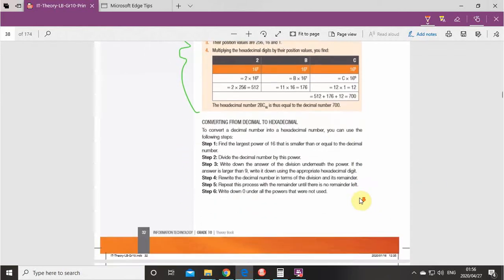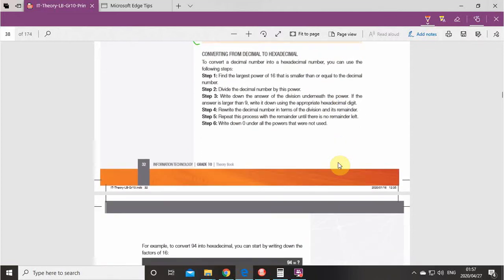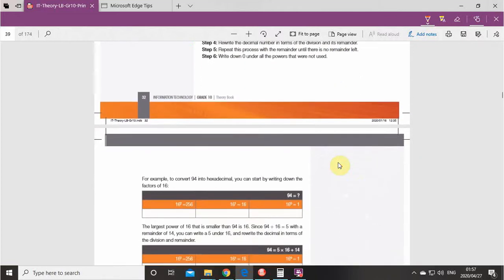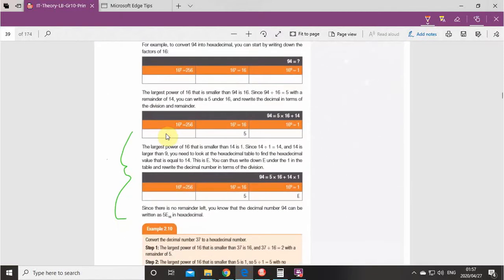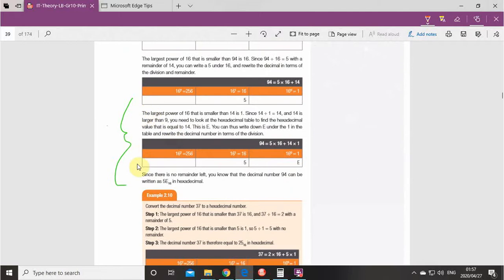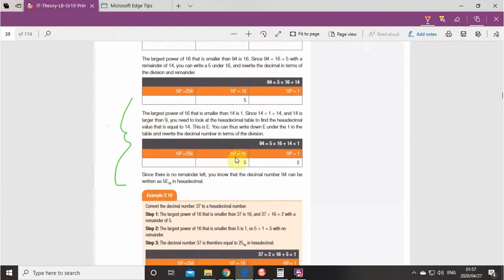Okay. Now to convert from a decimal to a hexadecimal. Here are a few samples. Let me stick with this one. I'm just going to skip to the bottom and explain in my own words. Here again, we want to take a decimal and convert it into a hexadecimal. First off, 16 to the power of 0 is 1.